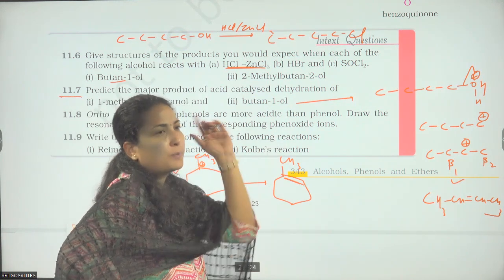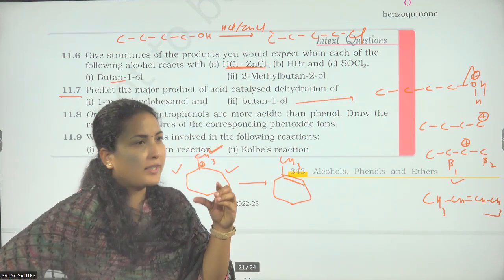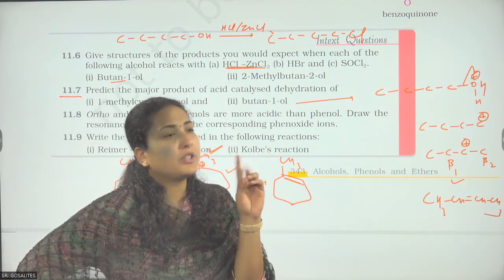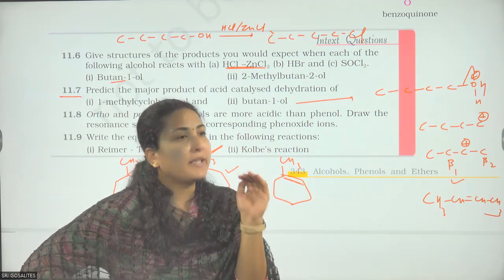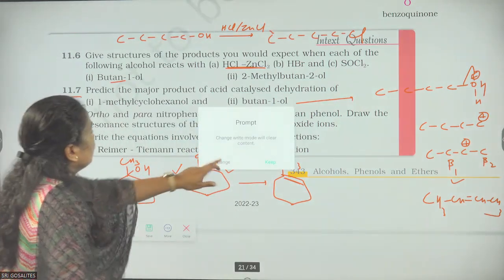SOCl2, you remove OH, put Cl. Similarly, here also 2-methylbutan-2-ol, wherever there is OH, replace it by Cl if reacting with Lucas reagent. With HBr, replace that OH with Br, and for SOCl2, replace your OH with Cl. Okay, I hope this is clear to all of you.